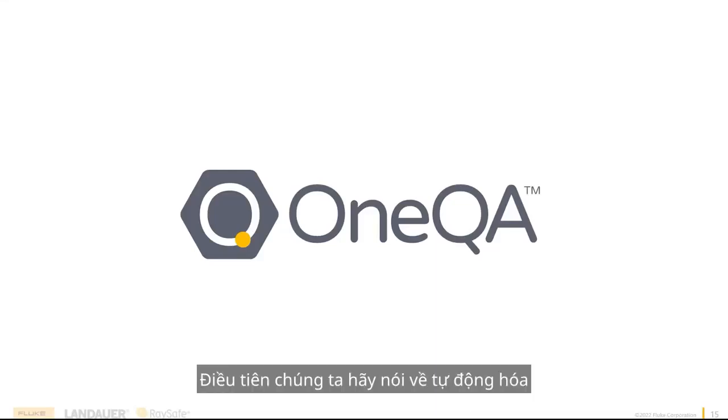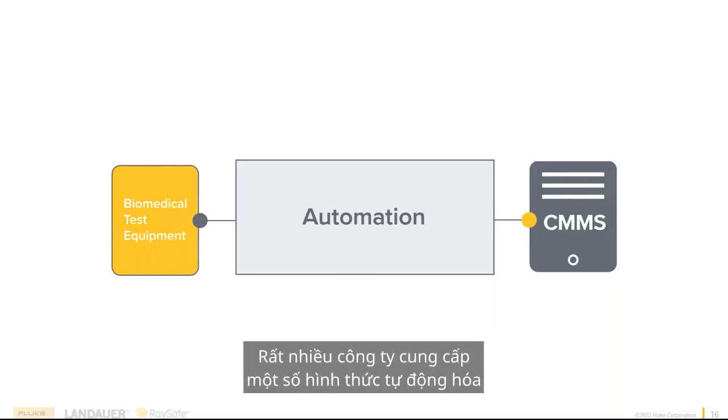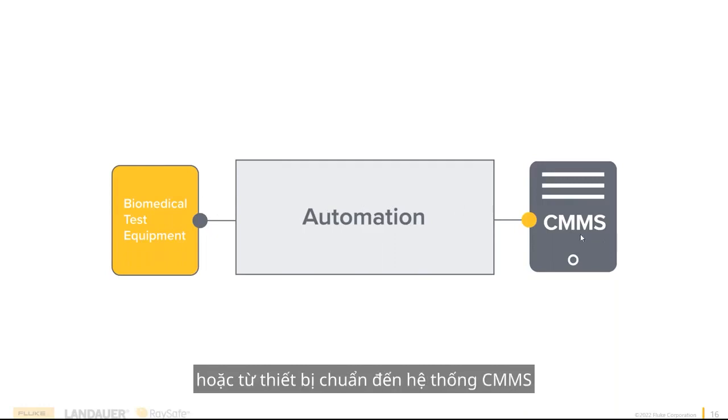Very first thing is let's talk about automation. The Merriam-Webster Dictionary defines automation as the technique of making an apparatus, a process, or a system operate automatically. Many companies offer some form of automation. It's usually between a CMS database and a piece of medical device or a piece of medical test equipment. Sometimes this can be a one-way street where it's just pulling data from the medical device or from your analyzer to the CMS system. Sometimes it's a two-way where it's pushing things back and forth.